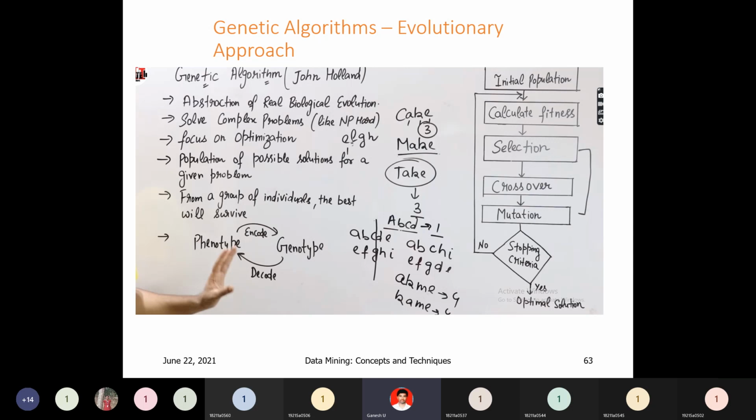Otherwise, you compare these three words, cake, make, take. These three consist of AKE in common, so that's why you give the value as 3. For these three words, AKE is common, so they have a fitness of 3. For cake the value is 3, make the value is 3, take the value is 3. For ABCD, the fitness value is 1. So you just calculate the fitness value and, based on the fitness value, you take.